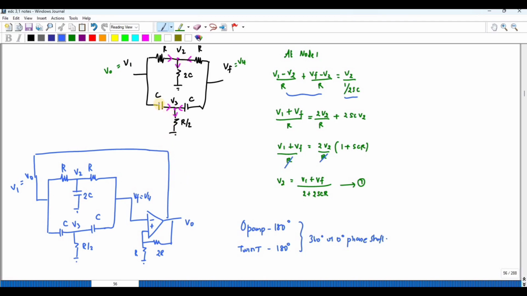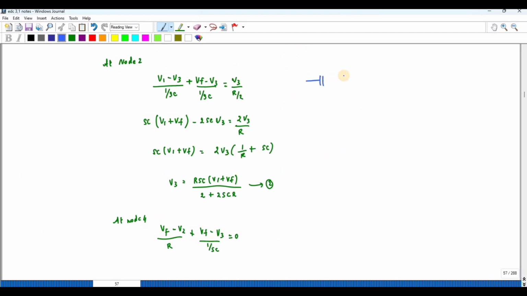Next I am going to take the second node. If I take the second node, how does it look? This is C, C, this is V3, and this is V1, V4, and this is R by 2. Two incoming currents and one outgoing current. So V1 minus V3 divided by 1 divided by SC, plus Vf minus V3 divided by 1 by SC, is equal to V3 divided by R by 2.